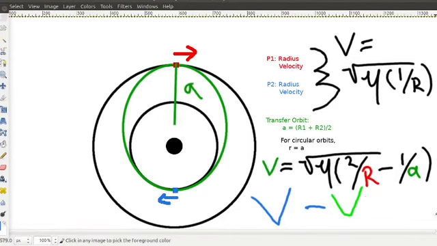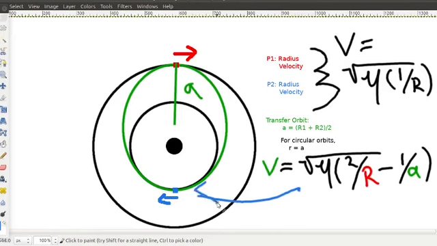But there's a catch, because this green number for the green velocity is different. Now you need to take the radius at this point, because it's an elliptical orbit. It has two different distances from where you start to where you finish. So now you just need to do this, but plug in the value for your final orbit, and there you go. You're golden.